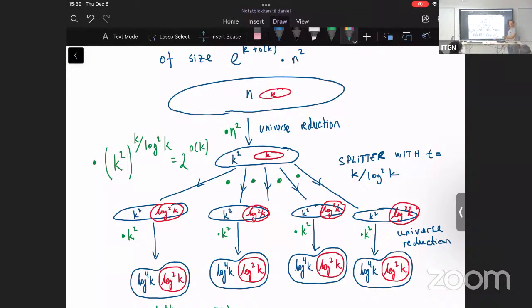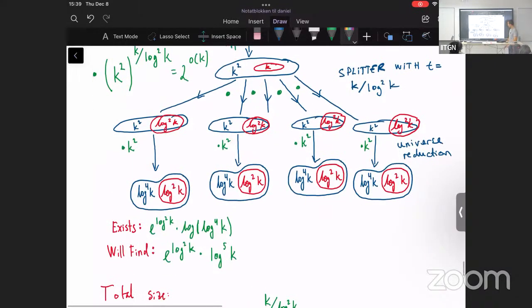Now all I'm left with is I need to find a perfect k-coloring family for these tiny sets. Okay, so I reduced my problem to essentially the same problem, but with much smaller values of k. Why is this good? Well, I know that such a family exists.